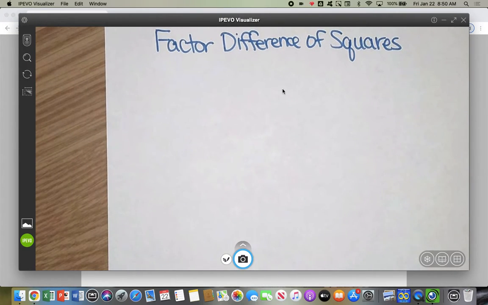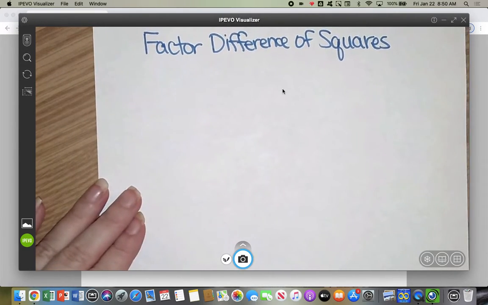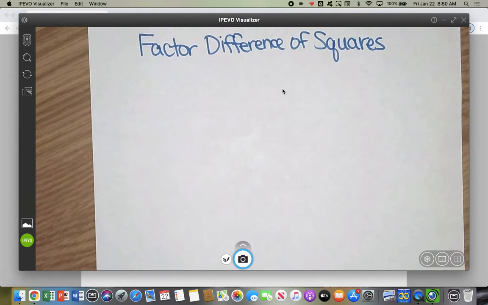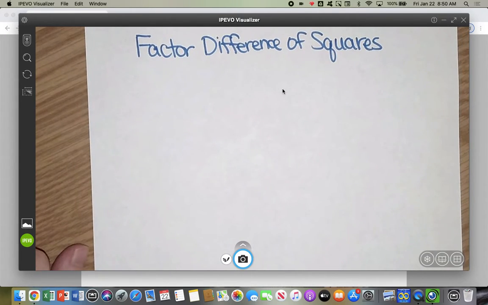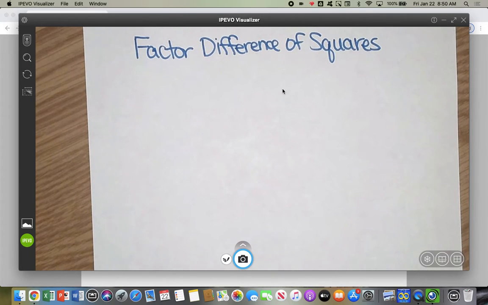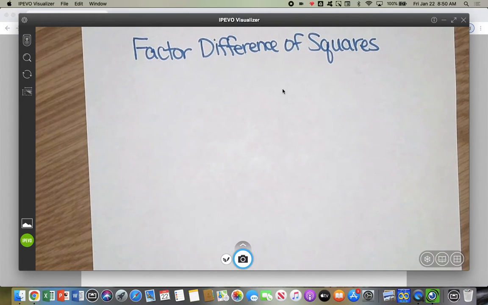Difference of squares. Whenever you see something squared, that means something times itself, right? All right, what does difference mean? Subtracting. So you are going to see things today that are working with numbers that are squares of other numbers.